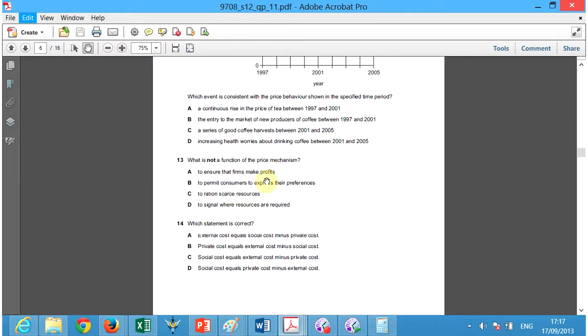To permit consumers to express their preferences. Yes, that's what I'm saying. So the consumers express their preferences about what price and quantity they want, and to ration scarce resources, because we won't produce more than necessary to make a profit, and to signal where resources are required. These 3 are components of the price mechanism. What is not a function of the price mechanism? A.